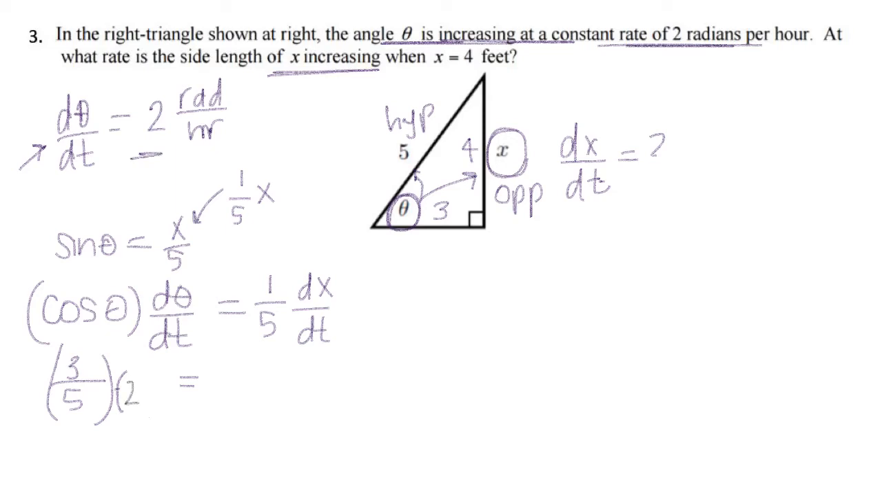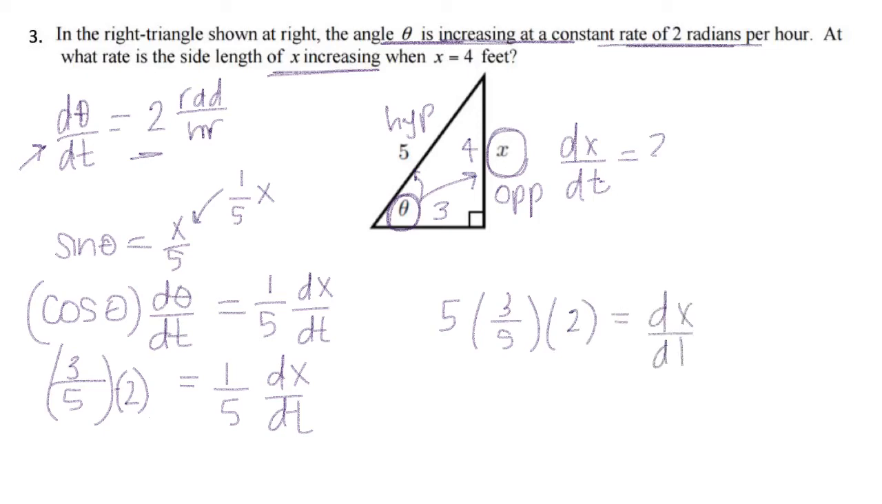2 radians per hour equals 1/5 dx dt. And so now it looks like all we need to do is multiply both sides by 5. And so we have 5 times 3/5 times 2 equals dx dt. And of course our 5's are going to cancel. So we have 6 equals dx dt. And our units, which we do need to include, would be radians per hour.